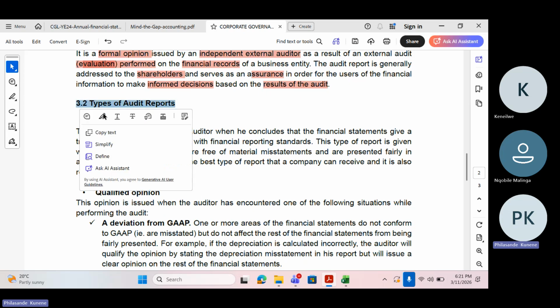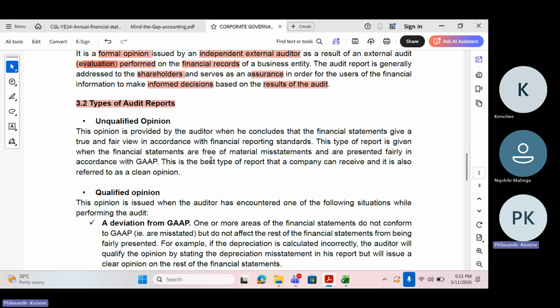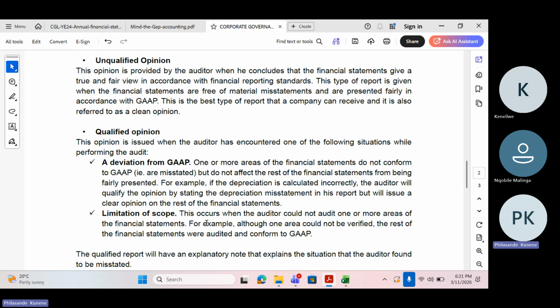Types of audit report. Now, we need to understand the types of audit reports that we have. Based on those audit reports, we will be able to make a decision. So guys, you need to understand these types of audit reports. They're very important. You have to understand them. It's a must. You have no choice here.